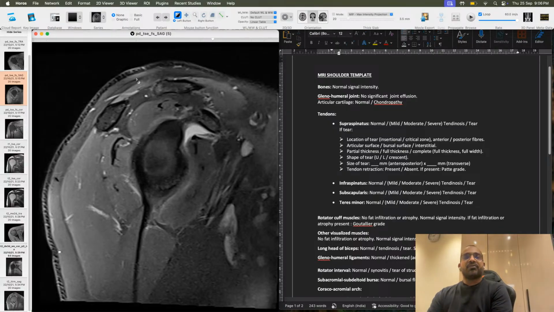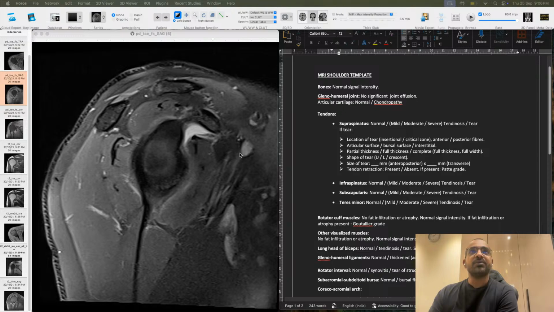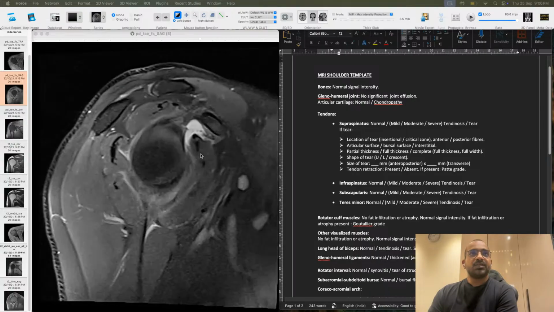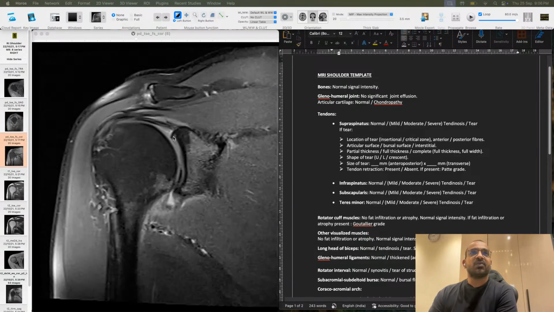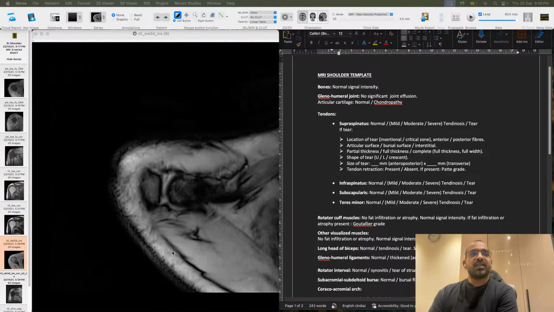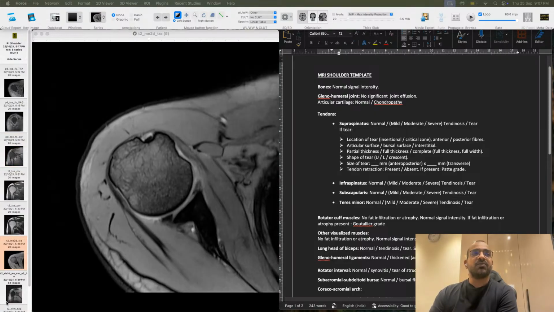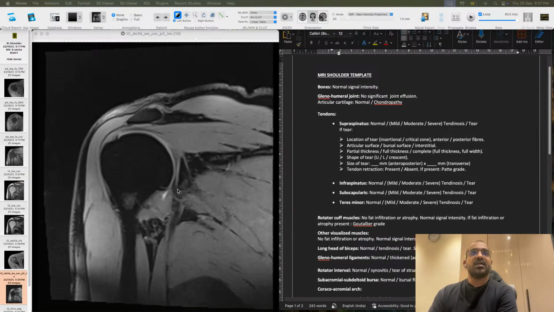It's a female, diabetic and hypertensive. She was complaining of restricted movement of the shoulder joint. My preference of sequences in a shoulder, or in most of MSK, is PDFS. So I want all the PDFS sequences in three planes: axial, coronal, sagittal, and one T1, one T2, and a GRE. I also do one cartilage imaging sequence, this is G3D DES, to look for the cartilage.